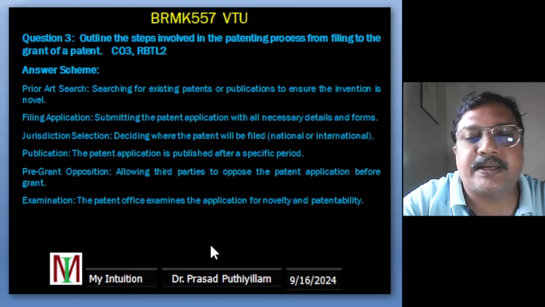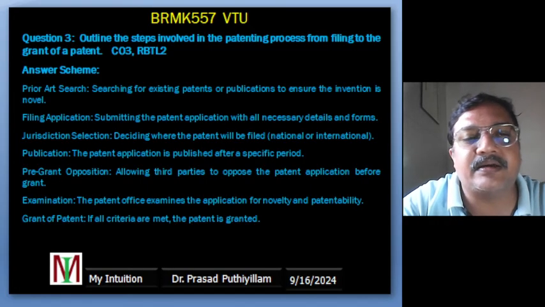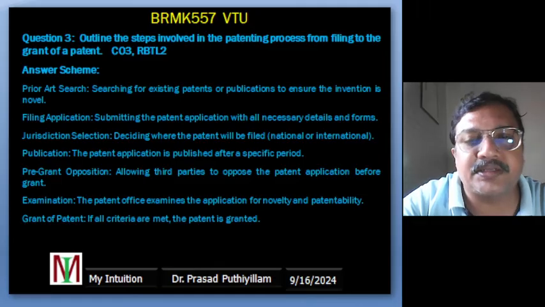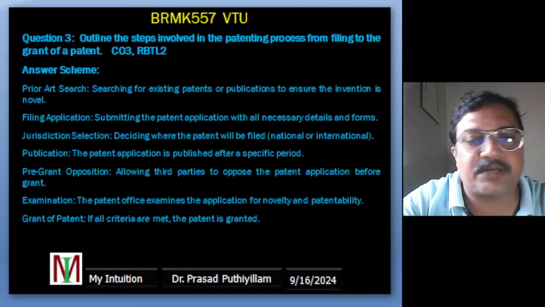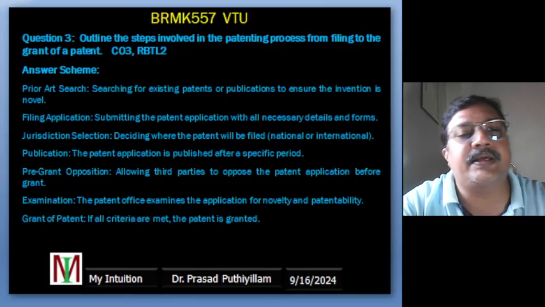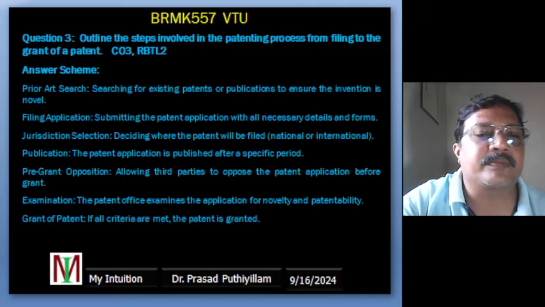Next point, that is grant of patent. If all criteria are met, the patent is granted. If the patent office finds that our invention is truly new, it is useful, and it meets all the rules, then they will approve our patent, and if there is no objection, then they will grant. This means we get the rights to our invention.